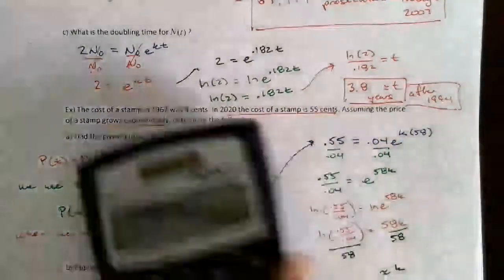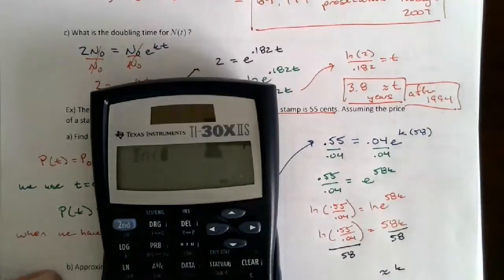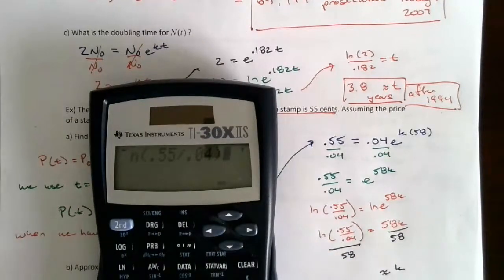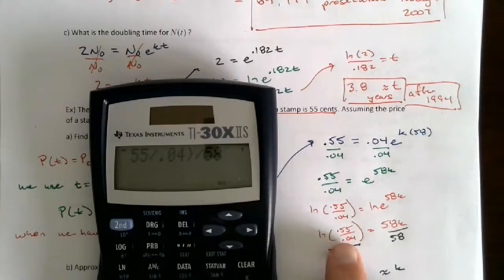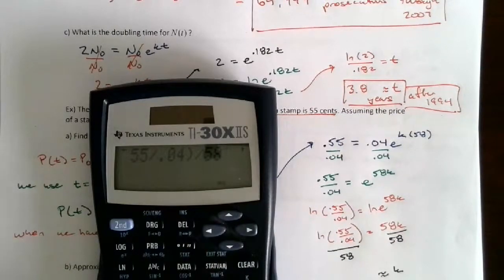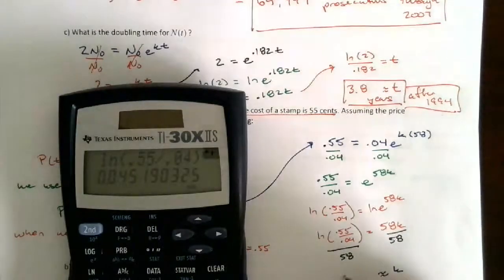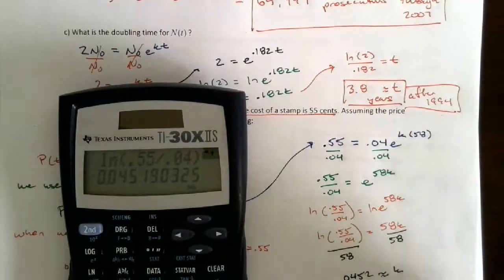And if I do this, let's be careful with how you type it in. It's the natural log of that division, so it's ln, and then in the parentheses it's 0.55 divided by 0.04. Don't take the natural log of each part of that. It's the natural log of that whole thing, and then that, in parentheses, divided by 58. If your calculator does not display everything on the screen like mine did, you want to do the division first, then take the log, and then divide by 58. And this comes out to approximately 0.0452, rounding to four decimal places. And this is k's approximation.